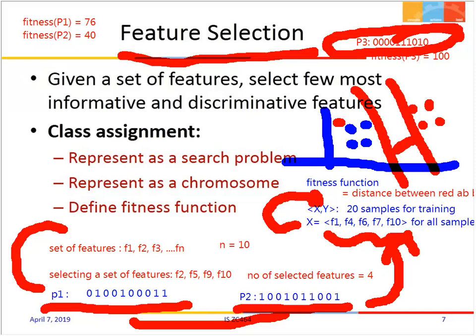Okay, so have you understood the worth of the chromosome using this distance metric used for separating the clusters, or the formation of the clusters belonging to two different classes? Is this okay? Have you understood the feature selection problem being solved using the genetic algorithm? Anyone? Is there any doubt?